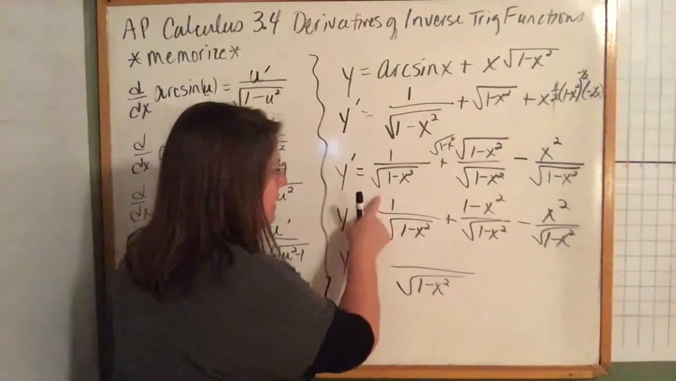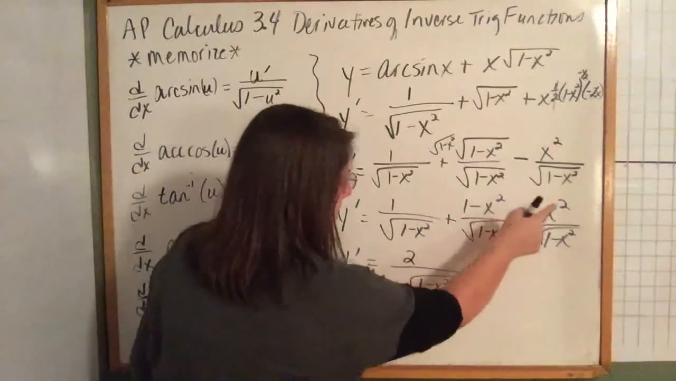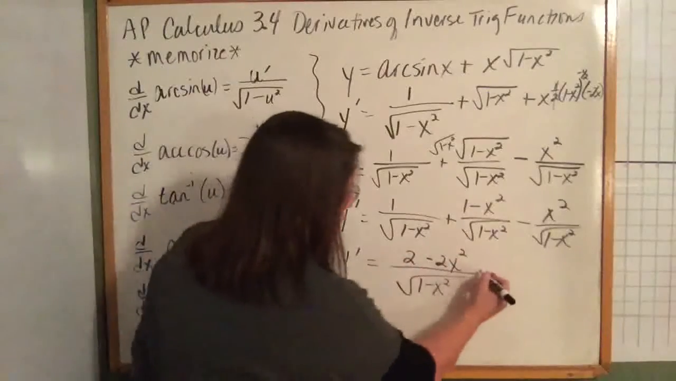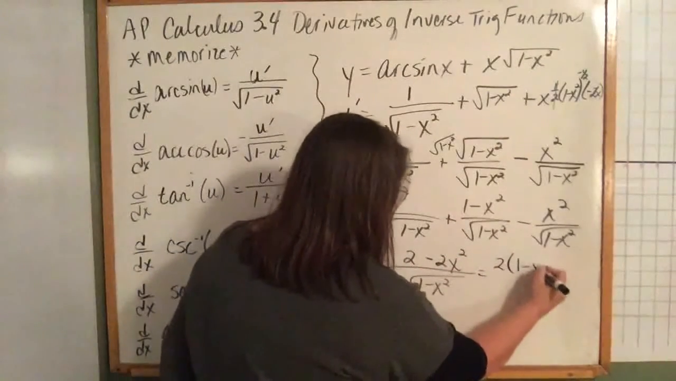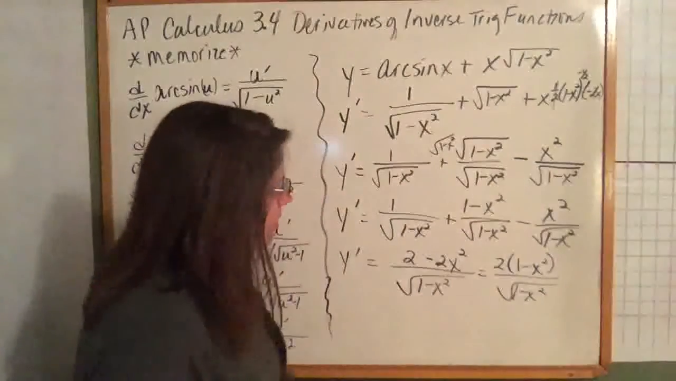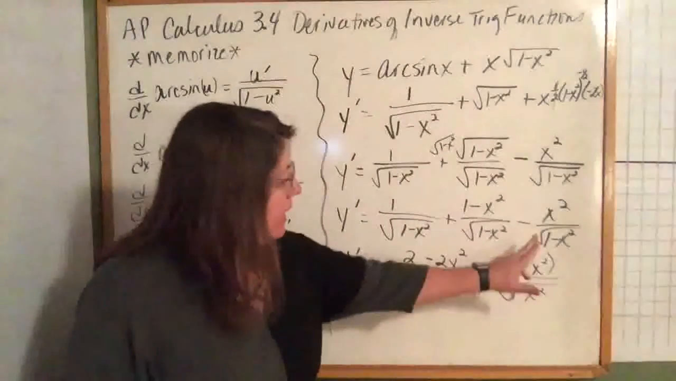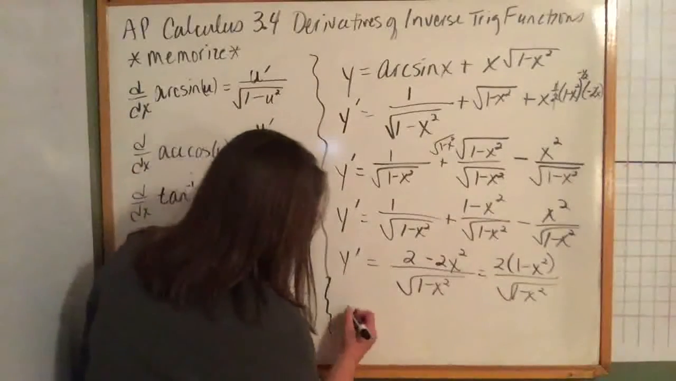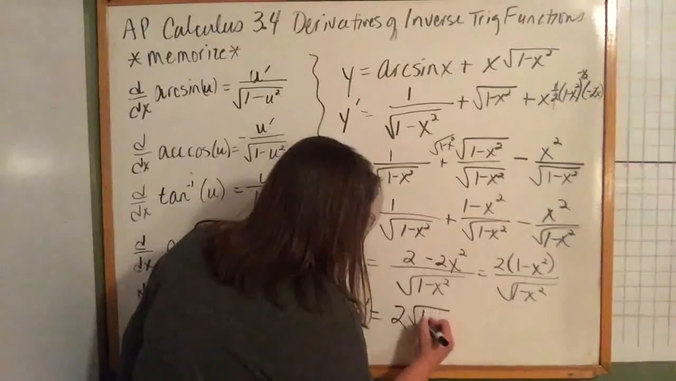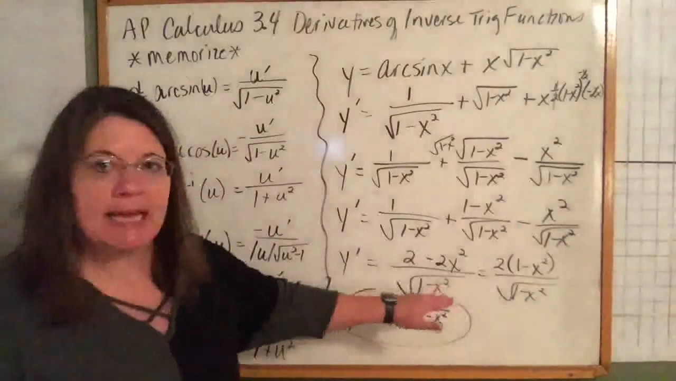On top, I have 1 plus 1, which is 2, minus x squared minus x squared. So that's minus 2x squared. So here, if I take out a 2, I have 1 minus x squared. And if you look at what you've got there, this is 1 minus x squared to the 1/2. This is 1 minus x squared to the 1. So 1 minus 1/2 is a 1/2. So y prime, for simplest form, is 2 times the square root of 1 minus x squared. That is the simplest form that we can get that into.